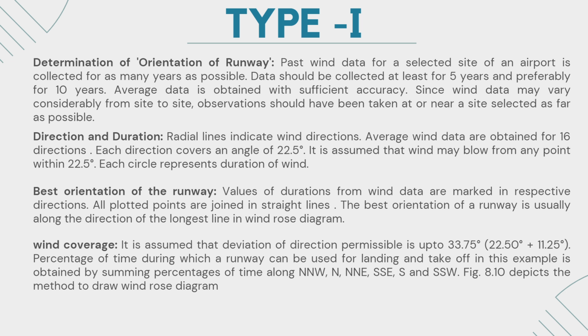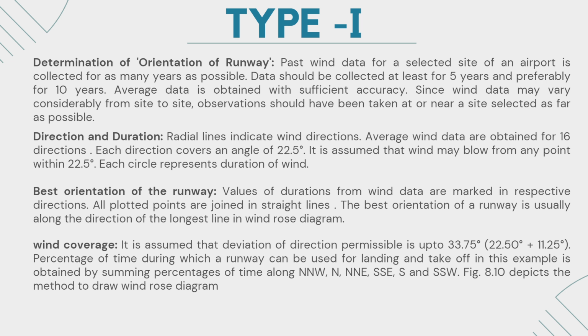So each circle in these radial lines represents the duration of the wind. So from this graph we can obtain the best orientation of the runway. The values of durations from the wind data which we collected for the past 5 or 10 years are marked in that graph in all the directions. So these plotted points are joined in straight lines. The best orientation of the runway is usually along the direction of the longest line in the windrose diagram. This direction of the longest line is calculated with the values that we have plotted in the graph.